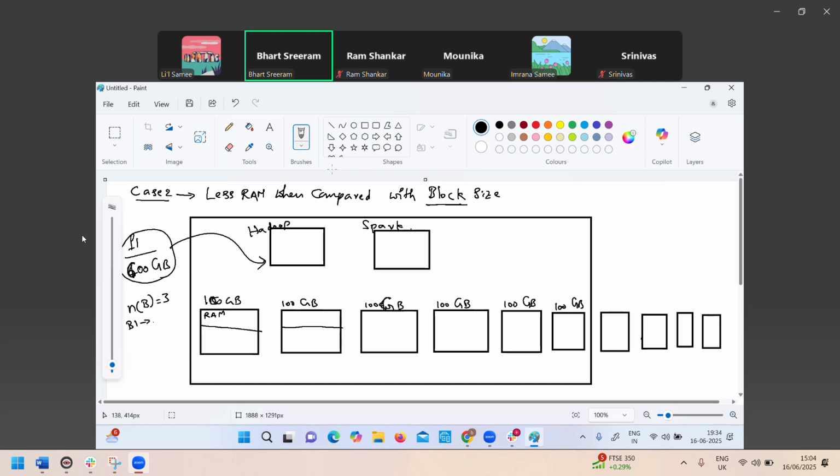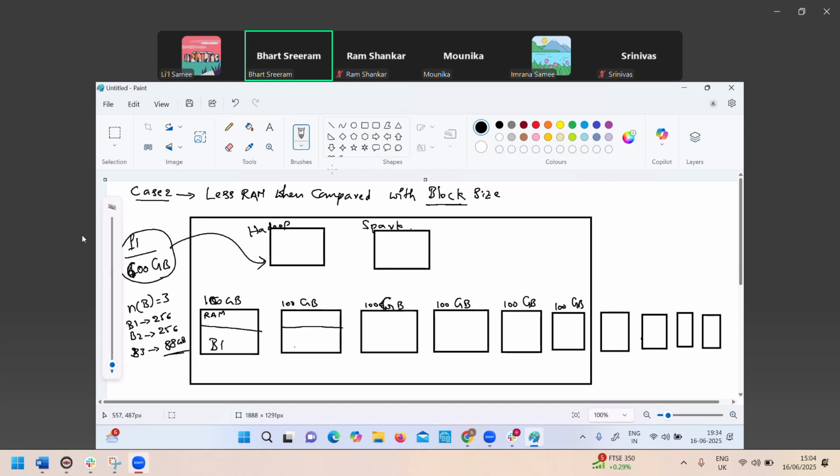Block 1 size 256, block 2 occupancy 256, block 3 256. That means 88 GB. Okay, 256 will be allocated per block, but once data is fit into that, the remaining space will be released. That's why occupancy is only 88 GB.